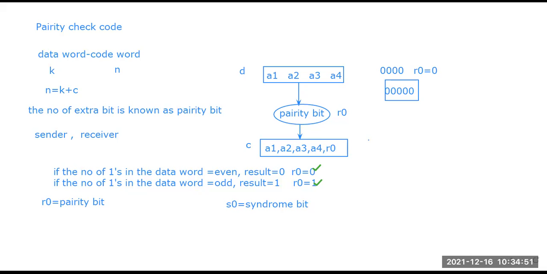And the process is very simple. For the Hamming distance, we use an XOR operation and calculate the number of ones to find out how many bits are in error. And in the parity bit check code, we use a particular process.